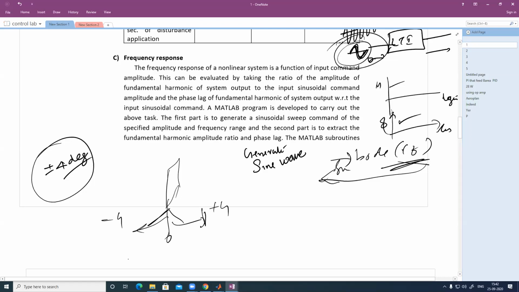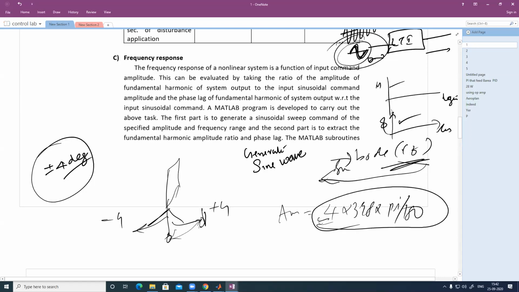So that case is over. Now you have to apply a sine wave from 0 to plus 4 degrees. The maximum amplitude is 4 into 398 into pi by 180. This magnitude is the maximum, the 100% magnitude, that we have to apply.